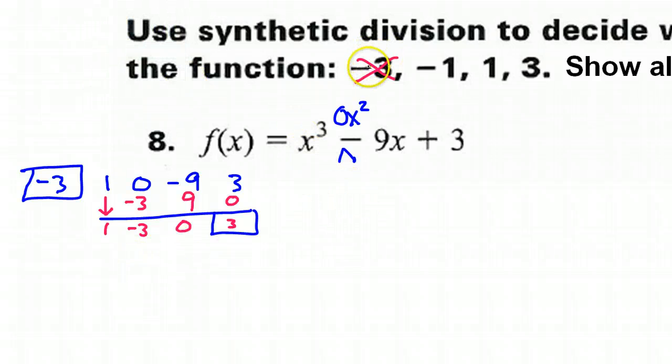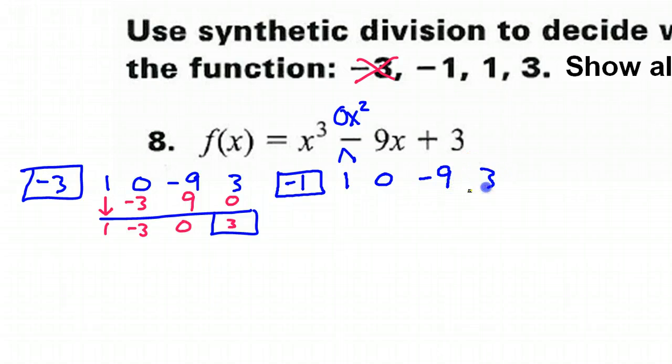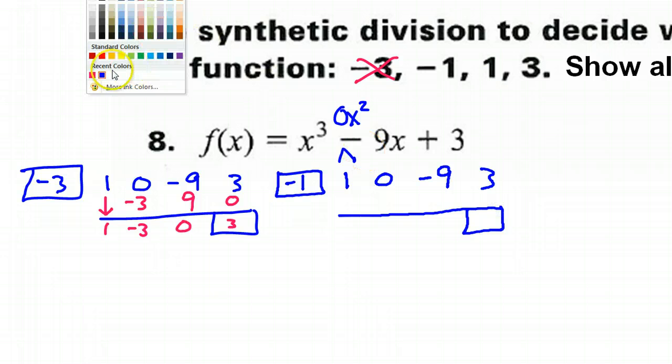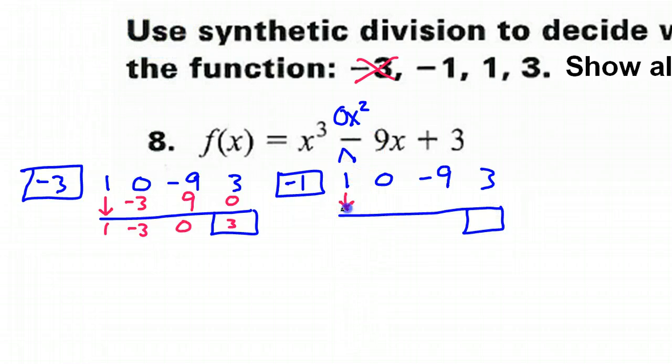Let's see. I tried -3. How about -1? So I do the same thing again: 1, 0, -9, 3. That's -1, it's -1, it's +1, it's -8, it's +8, that's 11. So that one did not work. I did not get 0.